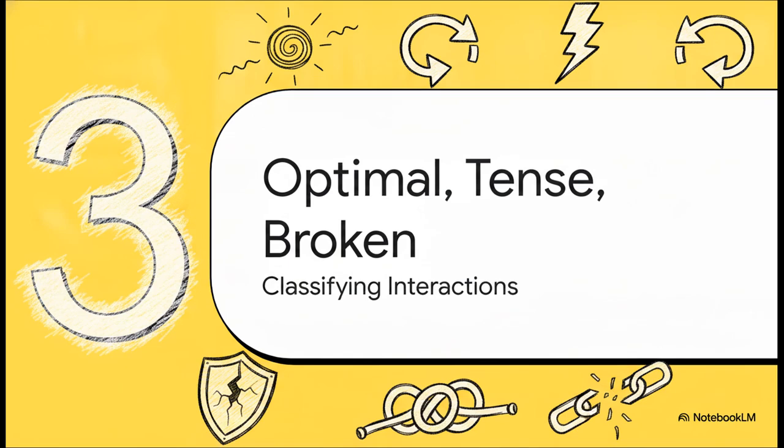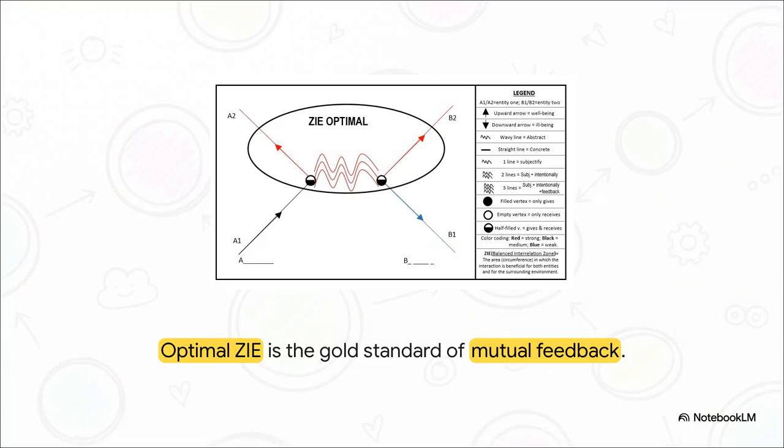Which brings us to Section 3, Optimal, Tense, and Broken. Let's classify these interactions. Check out this ZIE optimal diagram. Notice all the visual cues we just learned? We've got the three wavy lines right in the middle, showing that deep mutual feedback, and both vertices are half-filled, meaning both entities are giving and receiving in total balance. The ultimate test of a ZIE optimal interaction is asking this: could this exchange be safely repeated 100 times? In this case, absolutely yes. The exchange can actually be intensified without causing any harm.